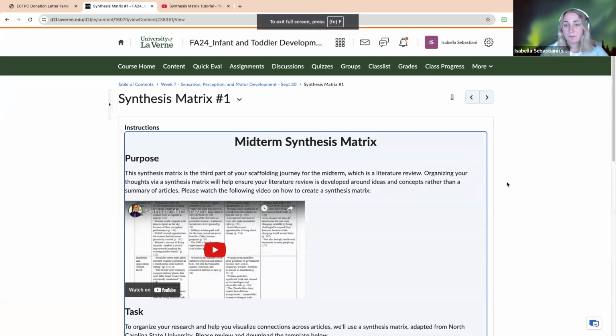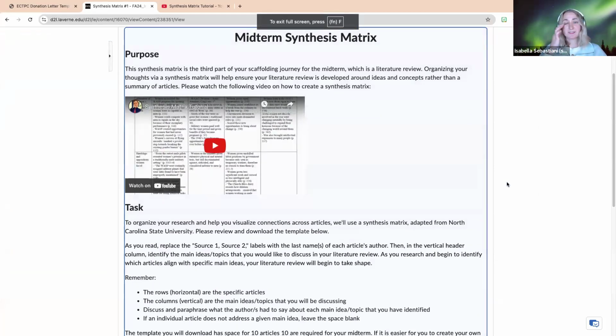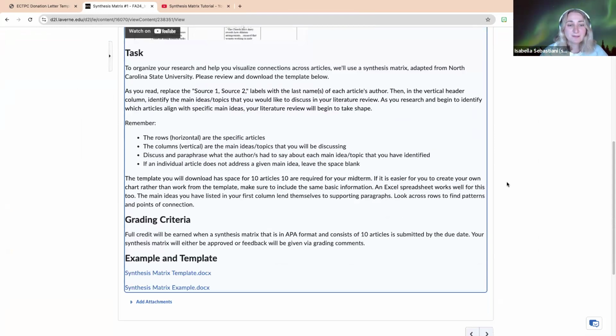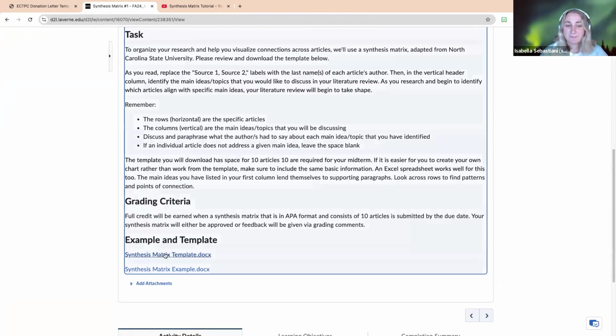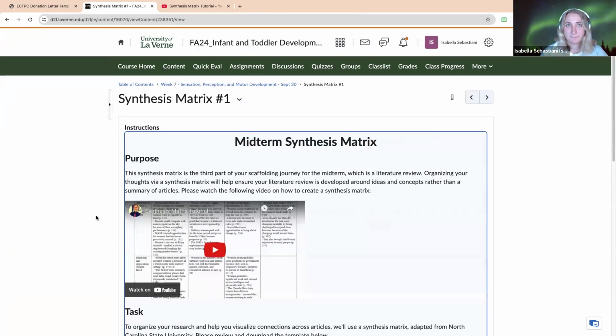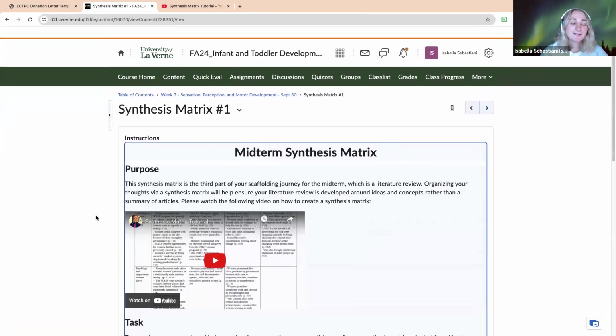And here's a video as well explaining synthesis matrix in greater detail for you. There's the template here provided and the example that I showed as well. How many times can I say as well?